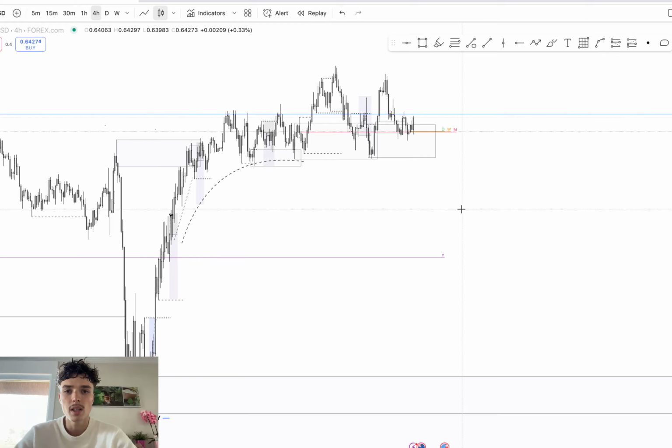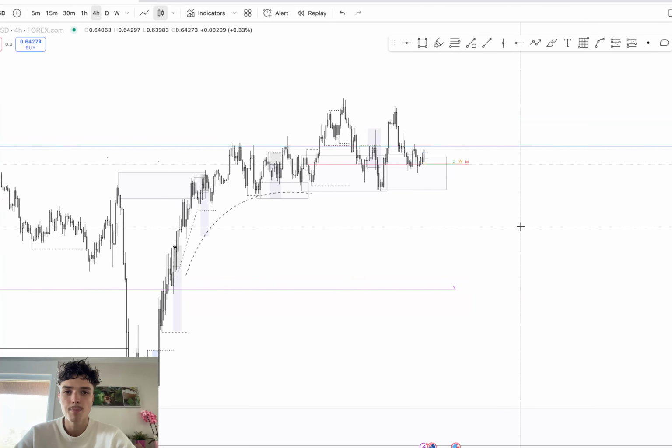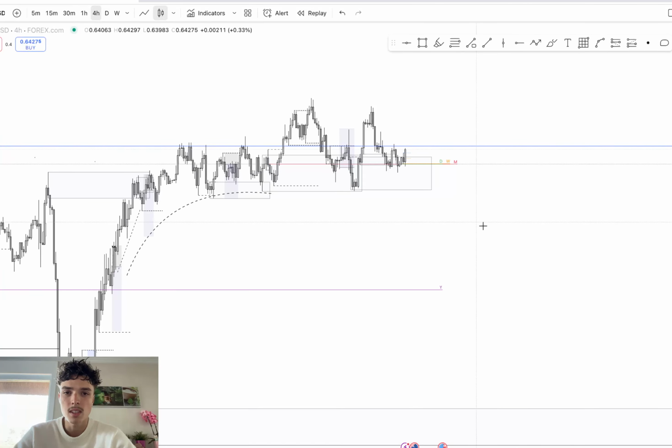If we then look at the AUD currency, what do we see here?